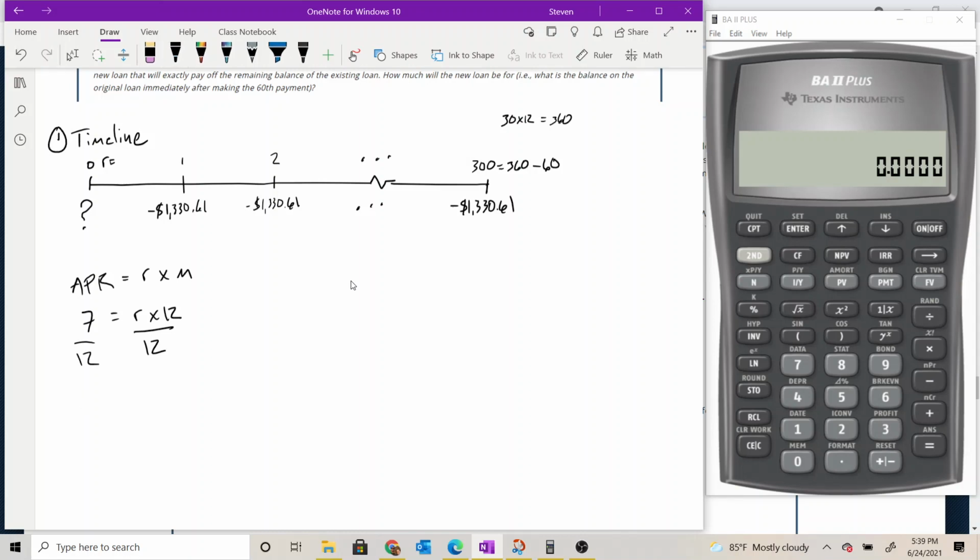And I'll move r over to the left-hand side, since that's how we're used to looking at variables that we're solving for, just having them on the left. 7 divided by 12 equals 0.5833. And I used 7 there, so it's already in percentage format. So that 0.5833 is 0.5833%.